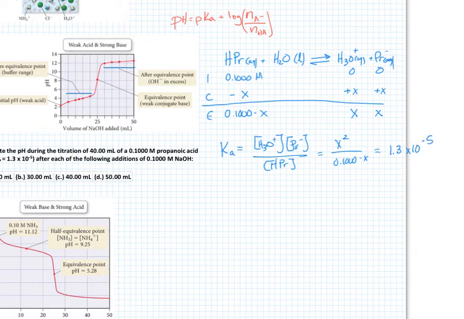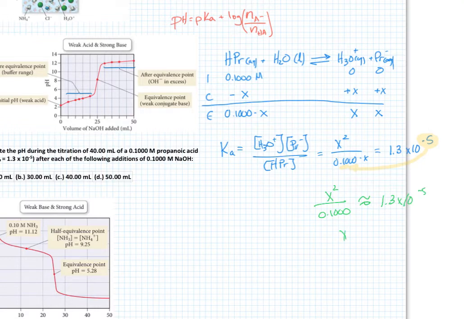Okay? And you've done a bunch of these problems before, and you'll recognize that we've got a 10 to the minus 5 up here, and we've got a 0.1 here. So because there's a large difference between the 10 to the minus 5 and the 0.1, we can make the approximation, which makes life a whole lot easier. And we're going to say that X squared over 0.1 is approximately equal to 1.3 times 10 to the minus 5.